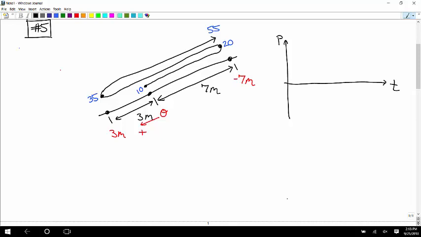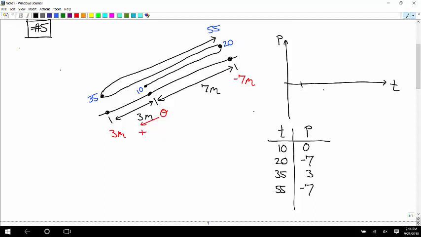And let me write out a table for this too. So here are the times and here are the positions. The first time is 10, and that's associated with position 0. The second time is 20, and that's associated with position negative 7. The third time is 35, and that's associated with position positive 3. And then the last time is 55, and that's associated with position -7.